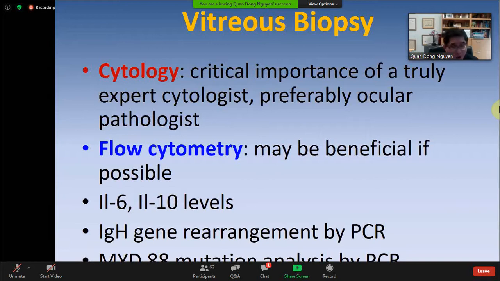So in a case like this, make sure that you check for cytology, you ask for flow cytometry, you ask for interleukin-6, interleukin-10, you ask for gene rearrangement, and you ask for the MYD88. This obviously we cannot still 100% rule out, but a lot of the time with this testing, it can help you a lot. And of course, as I mentioned before, in a different case, make sure you also send your vitreous biopsy, your vitreous sample or the vitreous washing to microbiology as well, so that you get this test for the appropriate places.